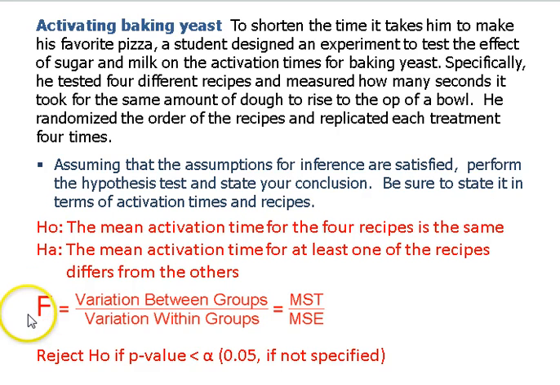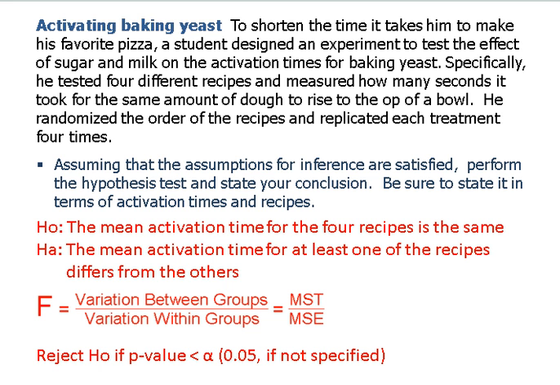The F ratio is our test statistic, and you could write it as the variation between groups over the variation within groups, or in shorthand from the formula sheet, MST over MSE, mean squared treatment over mean squared error. And lastly, a decision rule. We're going to reject H0 if the p-value is less than some alpha that's given, the level of significance. And remember, the p-value here says, if the null hypothesis is true, how likely is it that we would see this particular F ratio, the variation between groups over variation within groups?